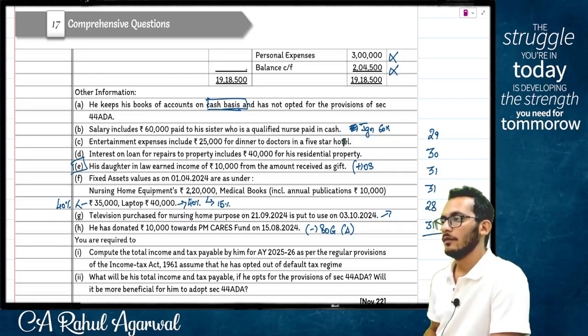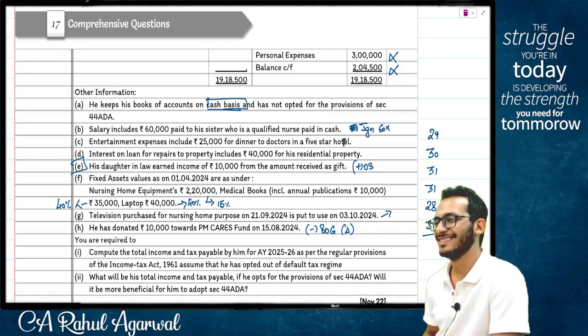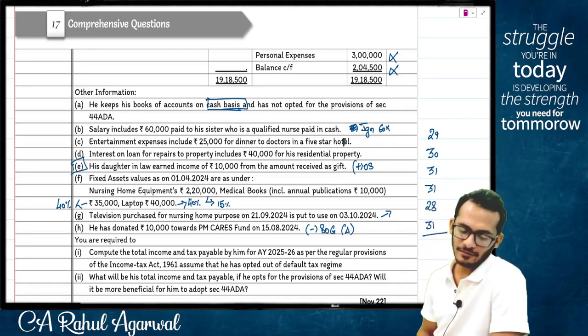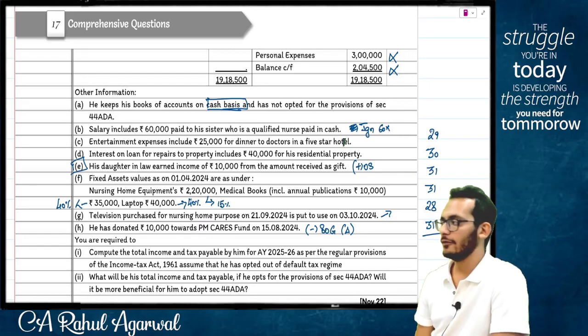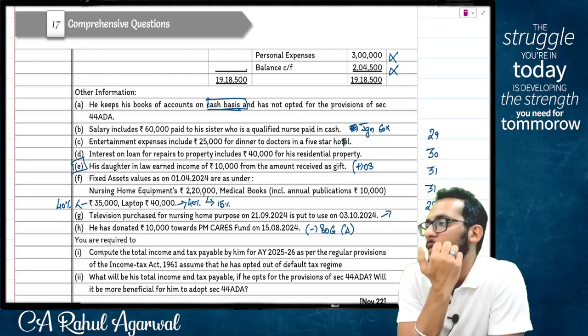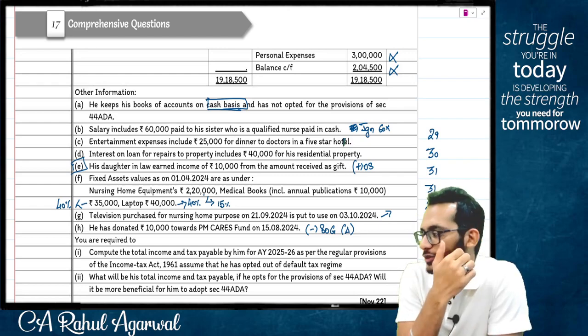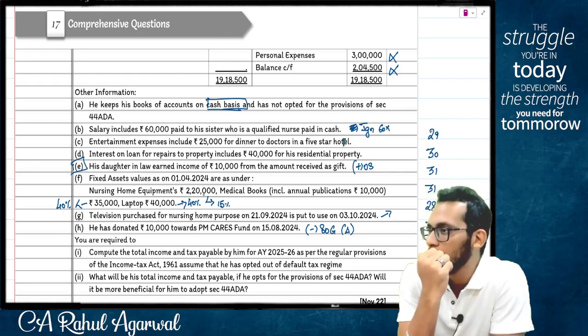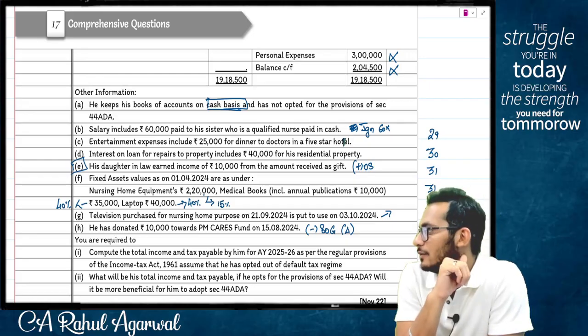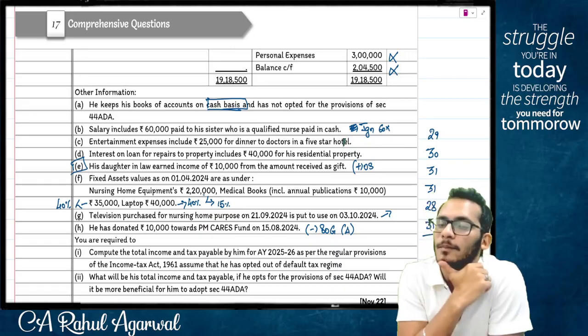Next, I have medical books, 35,000 into 40%. Then I have laptops for 40,000 into 40 percentage. Number is 16,000. Total my depreciation. My depreciation becomes 70,200. Yes. Put it in my first column.